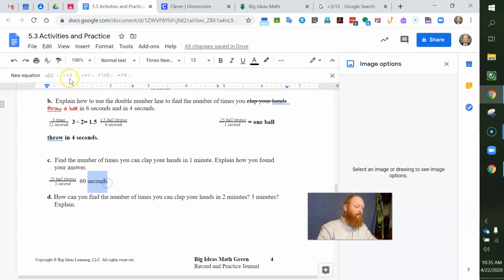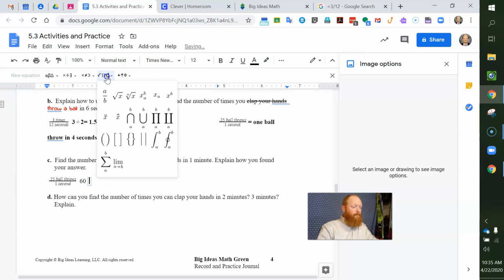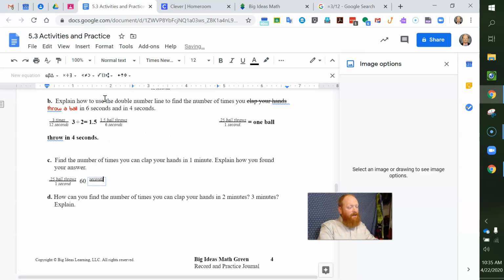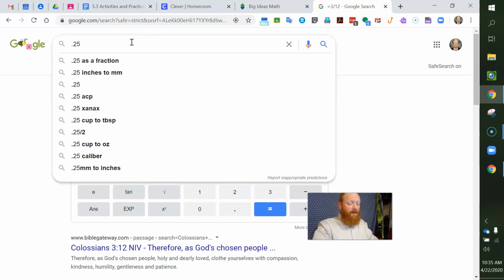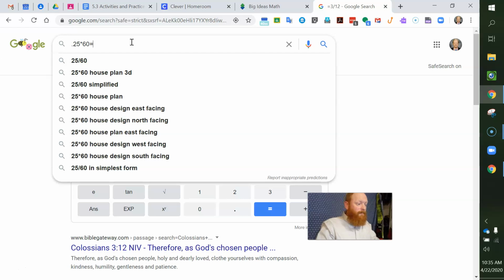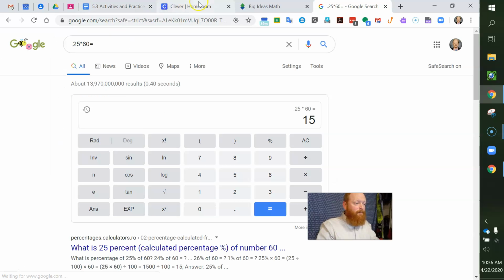I'm going to replace this. New equation. 60 seconds in 1 minute. Okay. So if I take 0.25 and I multiply that by 60, let's see what we get. So 0.25 times 60 is equal to, let's go over here and double check our math. 0.25 times 60 equals 15.